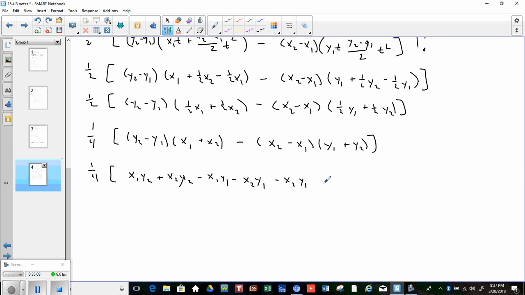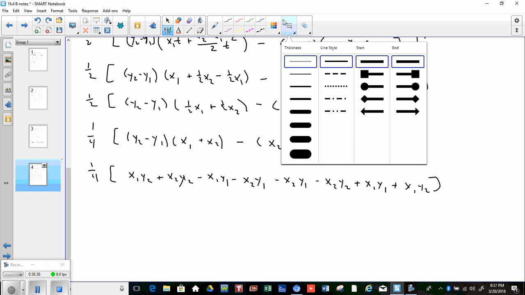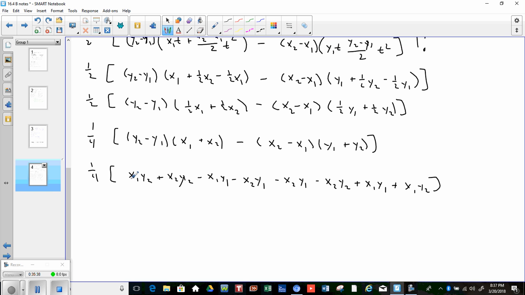Outside x2 y2, but that again will also be negative. So x2 y2. Inside is going to give me negative x1 y1, but that negative there makes it positive. So it's plus x1 y1. And then this is going to give me negative x1 y2, but that negative makes it plus. So it's plus x1 y2. All right, and let's see now what stuff might start canceling out. So let's see, I've got x1 y2, and I've got another x1 y2.